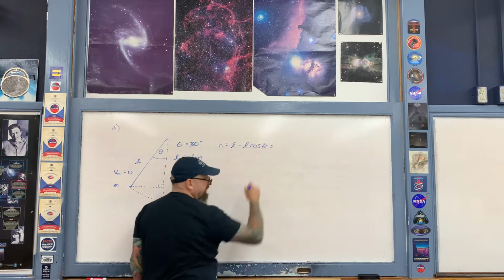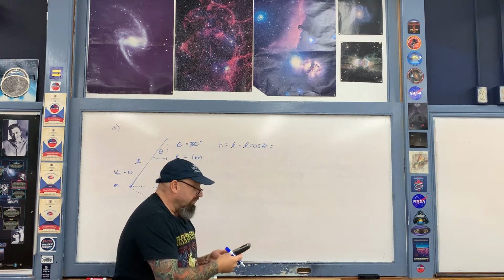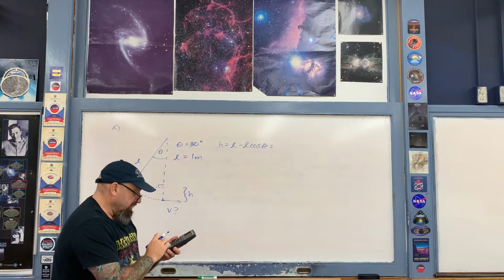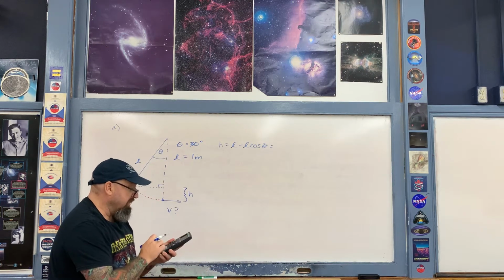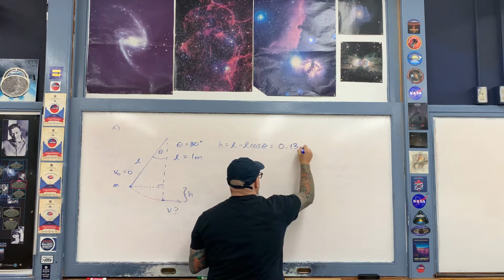Let's calculate that value before I go any further. In degree mode on my calculator, of course, I now have 1 minus 1 times the cosine of 30 degrees. And ultimately, rounding it off a little bit, the height change here is about 0.13 meters, like so.